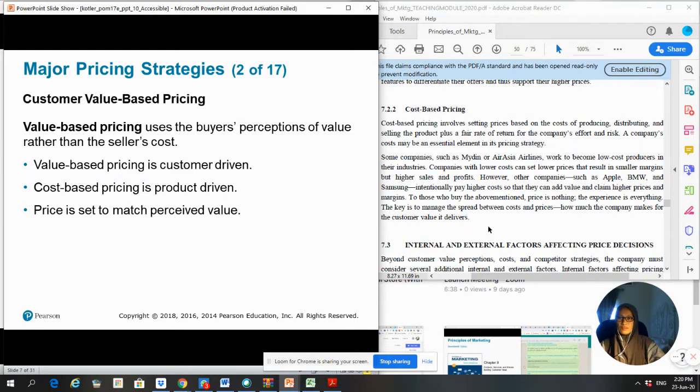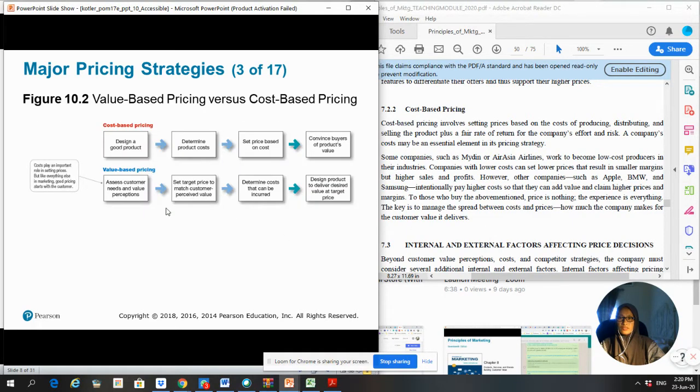Then the third one is price. Look at this figure, the difference between cost-based pricing and value-based pricing. We can see that value-based pricing is actually the reverse process. Instead of the straight process, like for cost-based pricing, when we design a product, then we look at the product cost that is incurred. Everything will be counted. Everything will be considered as a cost. And then we set how much percent we are going to set for the profit. Let's say, for example, 150%.